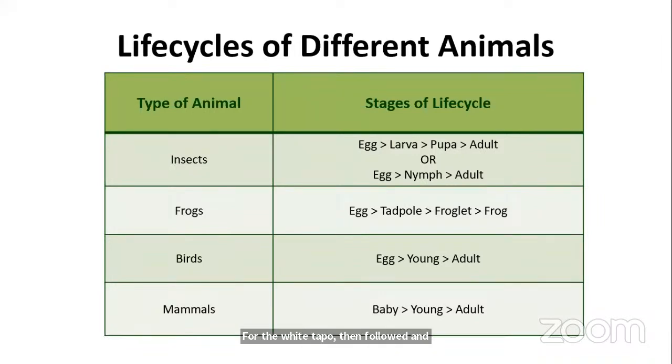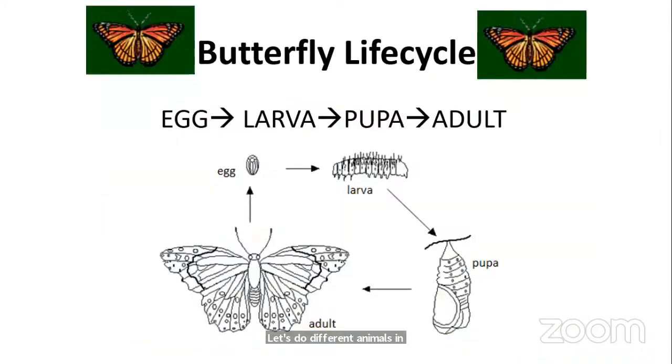For birds and mammals, on the other hand, there are 3 stages. For birds, it is egg, young, and adult. For mammals, it's baby, young, and adult. Let's look into different animals in proper. When we talk about insects, the first beautiful insect that we can think of is the butterfly.